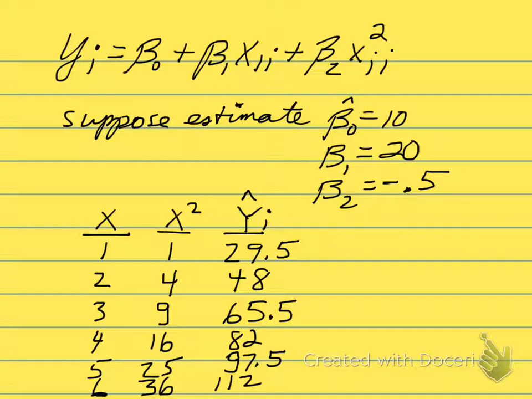Suppose we have a relationship that we want to estimate that looks like this, where y is a function of x1, but then also a function of the square of x1. So we have beta 1 x1i plus beta 2 x1i squared. Sorry about that. So what if we want to estimate this relationship?